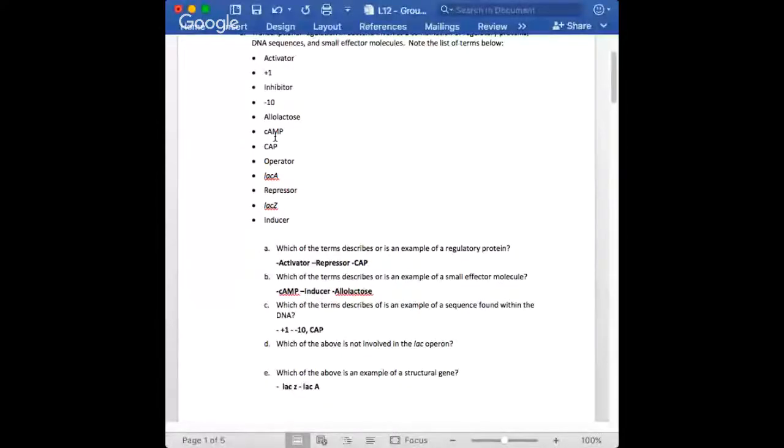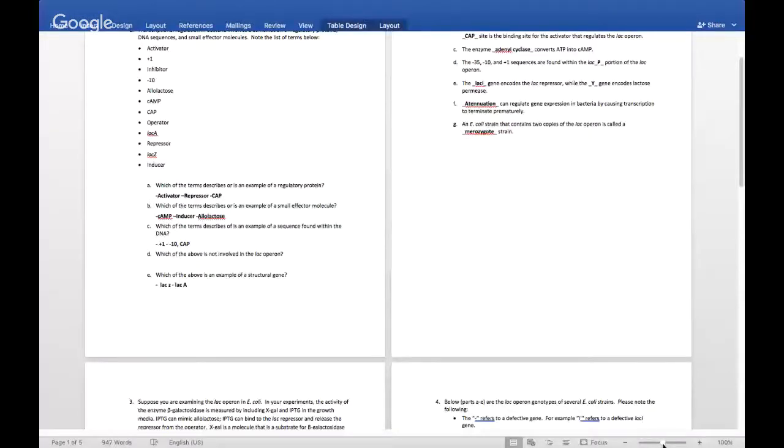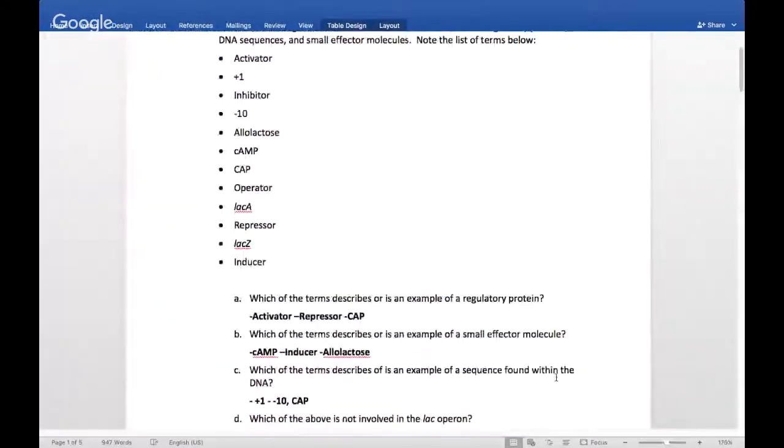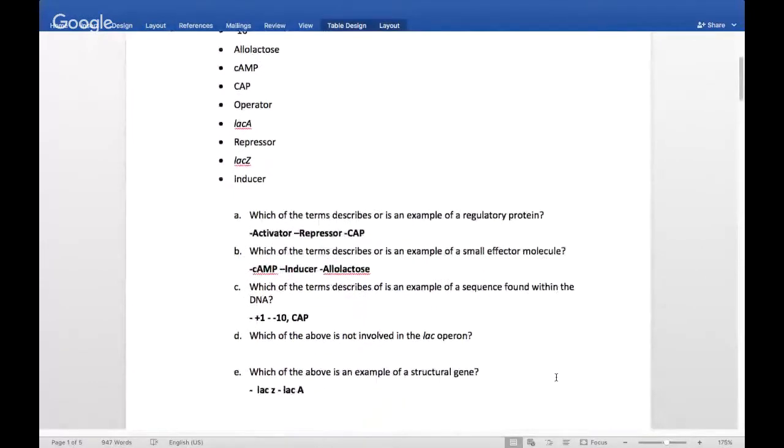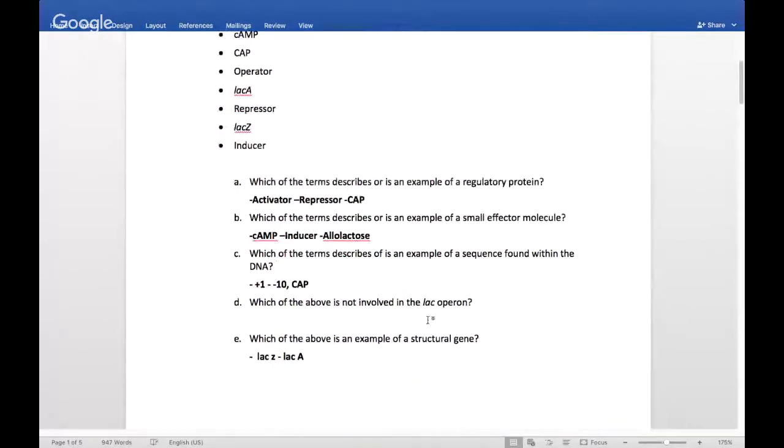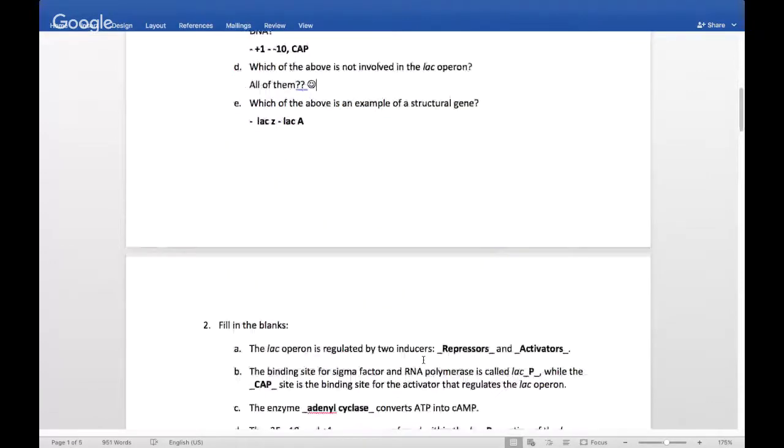Which of the above is not involved in the lac operon? I said all of them were involved in some way or another. They either activate each other or are activated because of it. They're a part of the process and each play an important role. The structural genes are LAC-Z and LAC-A.